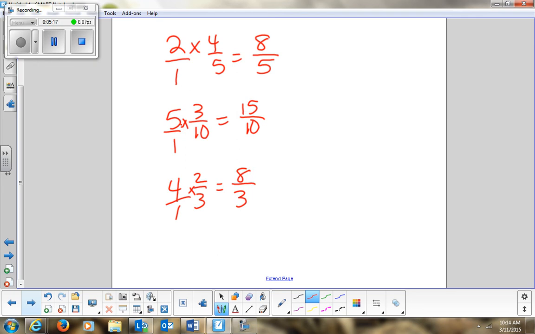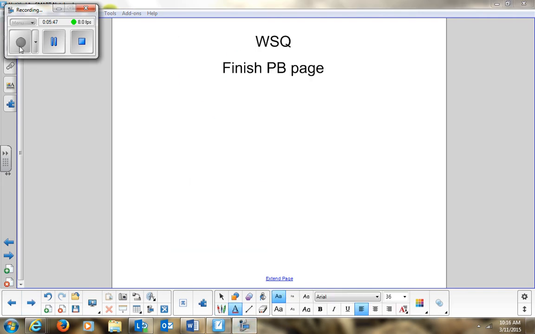And last one, 4 and 5/6. Okay, multiply across. 4 times 5 is 20, and 6 stays the same. Okay, so that shouldn't be too hard for you guys. I know you struggle mostly with the word problems, being able to take apart the word problems. So look at number 10 and 11 very carefully. All right, let's go to our WSQ. Okay, your WSQ for tonight is just go ahead and finish up your practice book page, and we'll see you first thing in the morning.